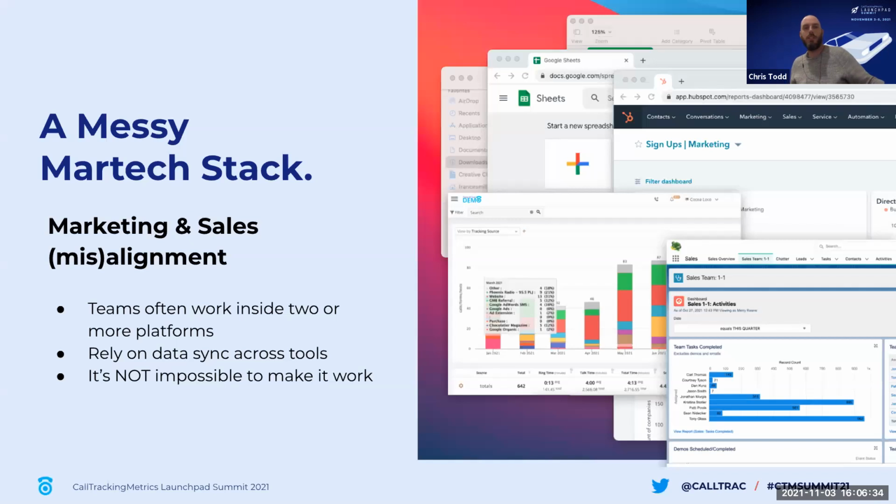All right, appreciate the lovely intro. A messy Martech stack. Why did we choose this topic? There are obviously really good tools for sales and marketing. CallTrackingMetrics is a tool for sales and marketing. But I think both Mary and I have seen where once you start adding too many tools, things can go wrong really quickly. Obviously, tools can solve some problems, but at the same time, they start creating others.